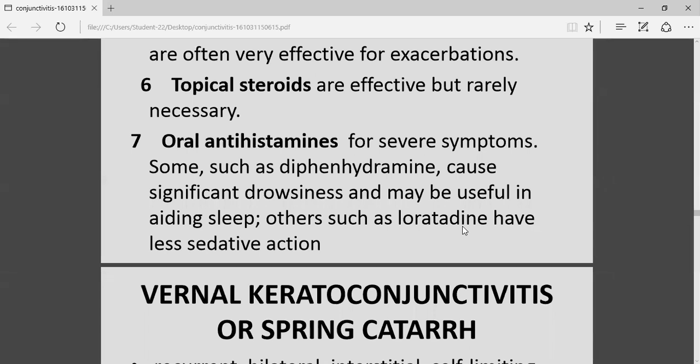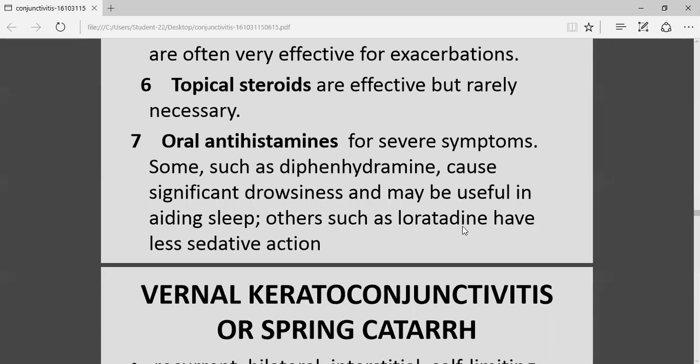Another class of drugs that can be used to treat allergic conjunctivitis are the topical steroids. They are also very effective, but they are used less often. Why? Because steroids have a lot of adverse reactions. You can't use steroids for a longer period of time. And then these steroids may also cause cataract. These may also lead to glaucoma. These are some of the topical side effects that steroids may cause.